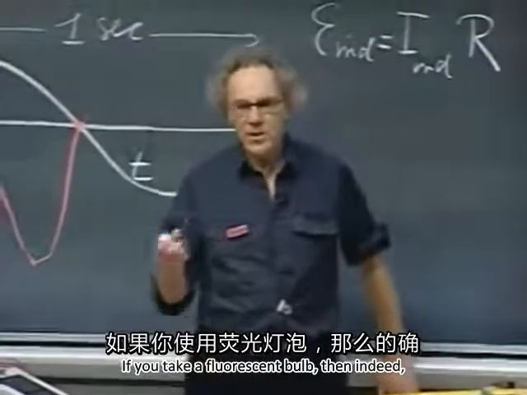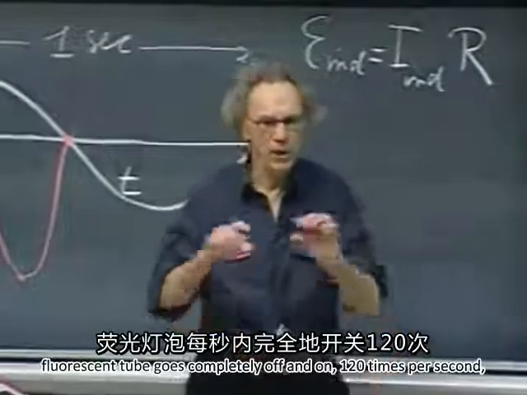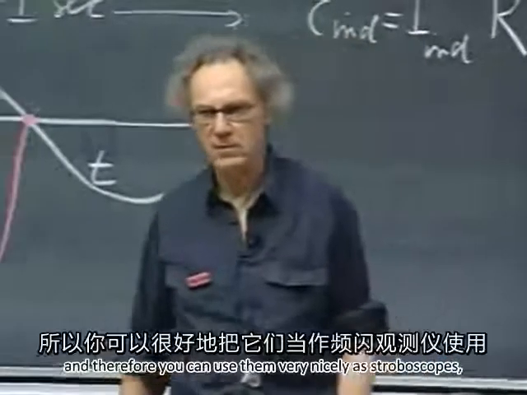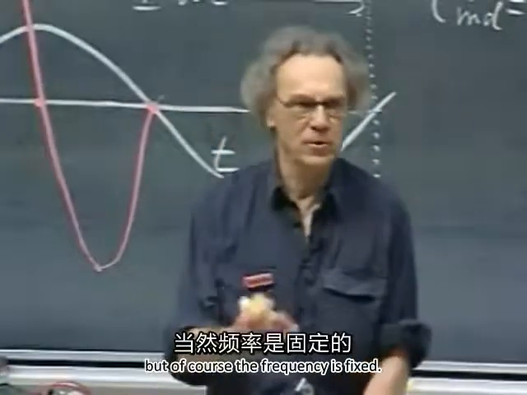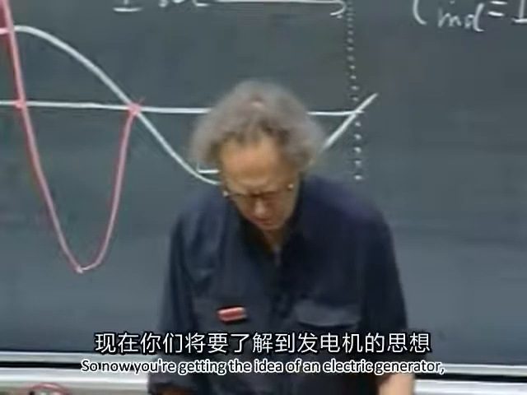If you take a fluorescent bulb, then indeed the fluorescent tube goes completely off and on 120 times per second. And therefore you can use them very nicely as stroboscopes, but of course the frequency is fixed. You can't change the frequency. It's 120 hertz.